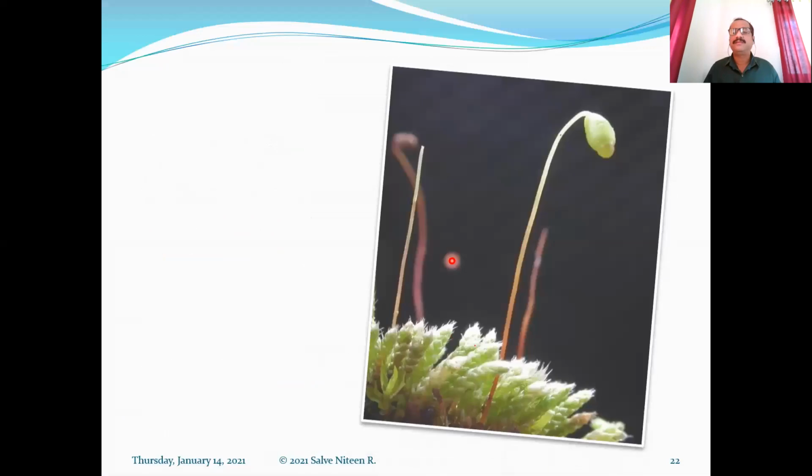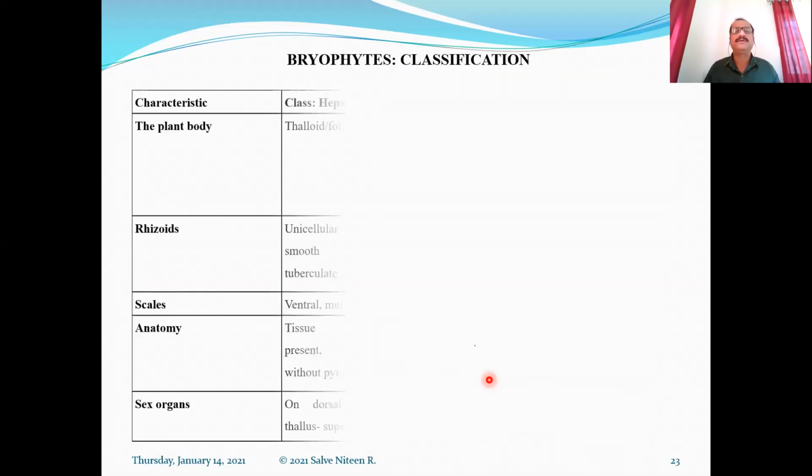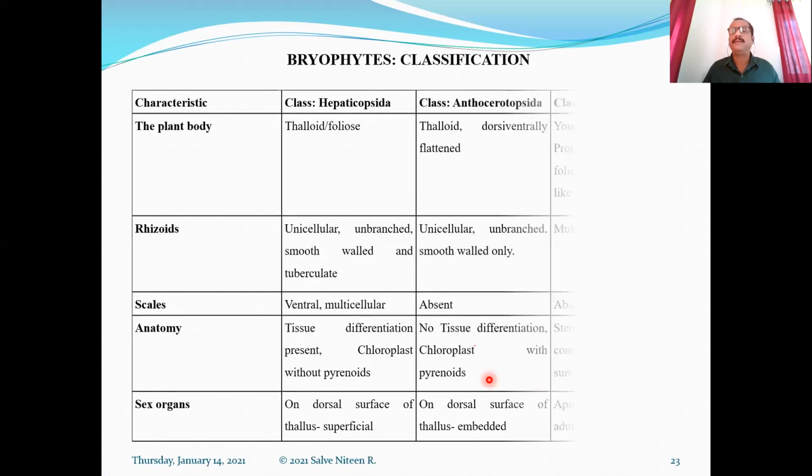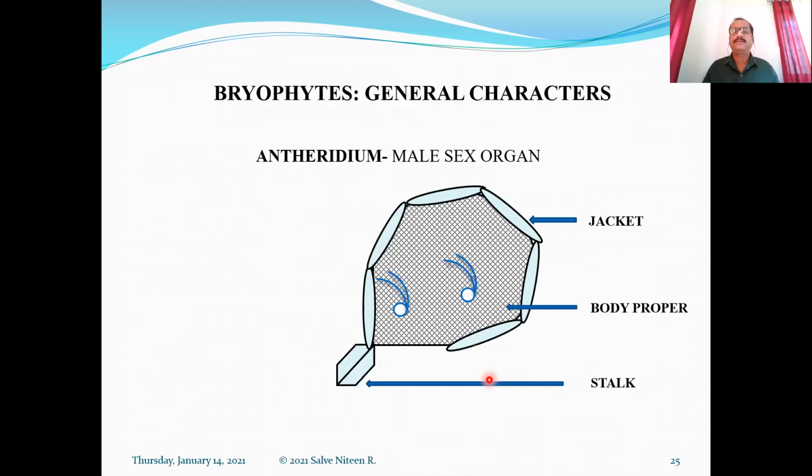Whereas this is another plant, a moss plant. You can see here the seta, capsule, and gametophyte, and this is called a bryophyte plant. So this is what we have studied. It can be put in comparative form: Hepaticopsida, Anthocerotopsida, Musci. This is the one we studied in the previous classes.